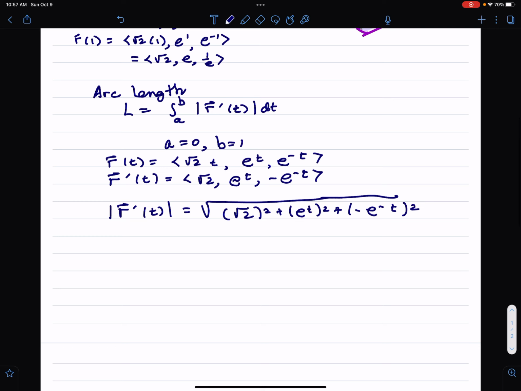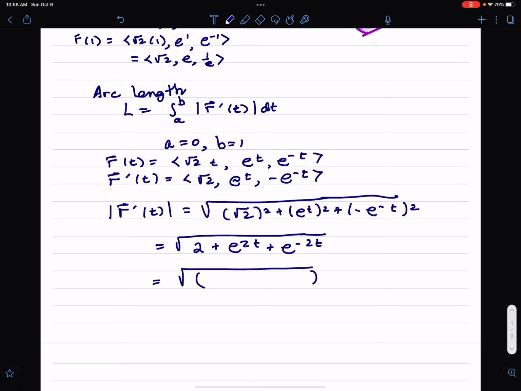Now, it might not be so clear, but this simplifies quite a bit. Here we have the negative squared. Negative squared makes positive. Plus e to the negative 2t. All right. This actually simplifies into what? The part under the radical, I guess called the radicand, simplifies to e to the t plus e to the negative t quantity squared.